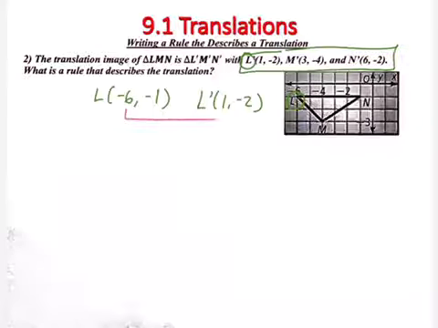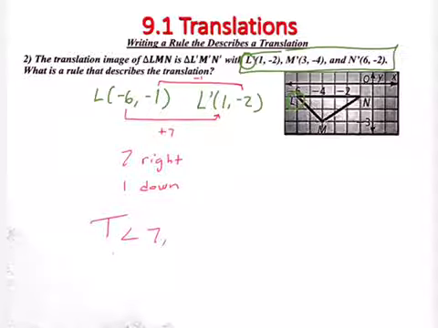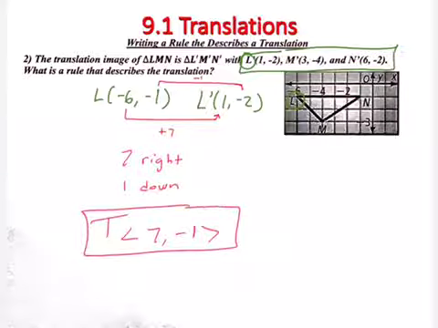So to go from negative 6 to 1, they had to add 7. Then to go from negative 1 to -2, they had to subtract 1. So that means they went 7 right and 1 down. So that means for this particular movement, our translation rule would be 7, -1. And that's your translation rule.